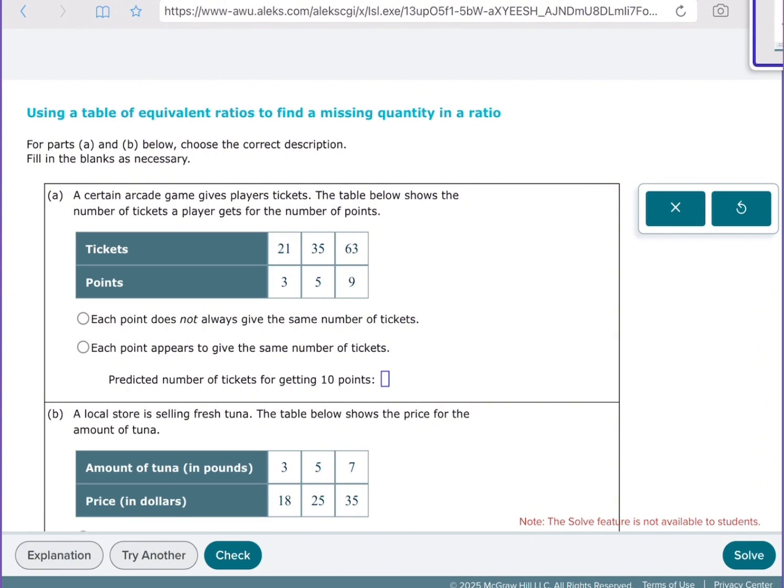So, if we use a proportion, I can see here that if I divide 3 into 21, I get 7. And 35 divided by 5, I get 7. And then 63 divided by 9, I get 7 again. So it says each point, you have two choices. Each point does not always give the same number of tickets. Each point appears to give the same number of tickets. So I'm going to choose that one because I got 7 each time.